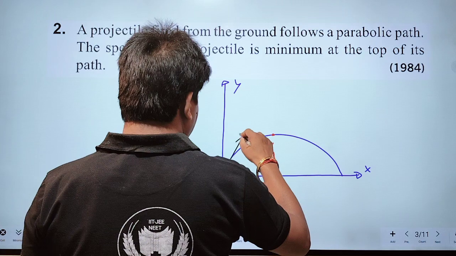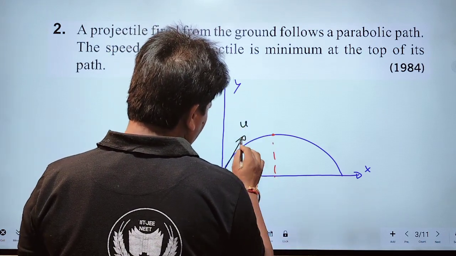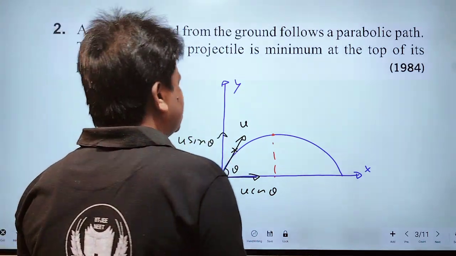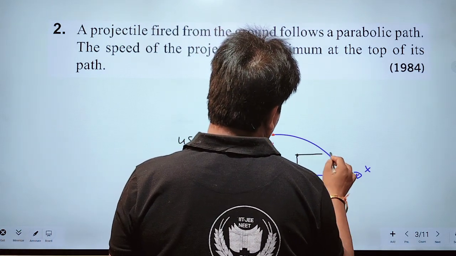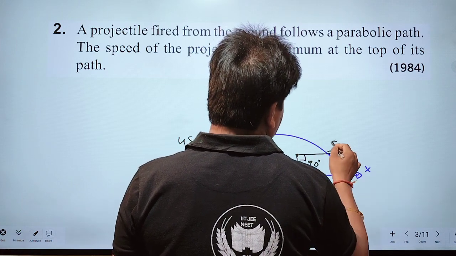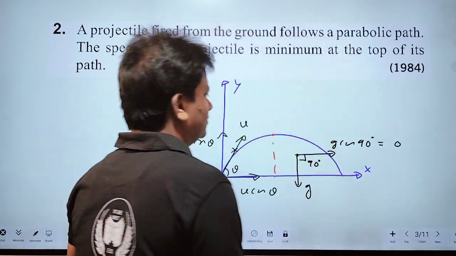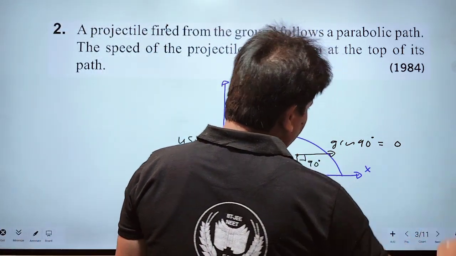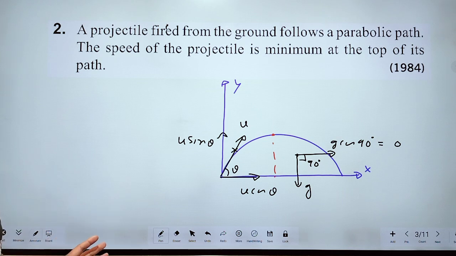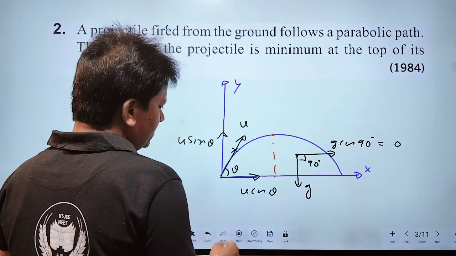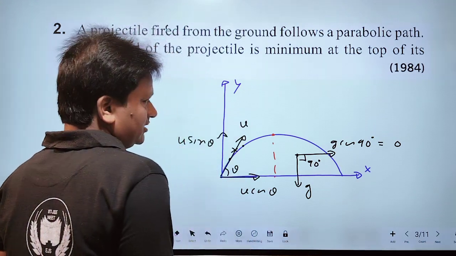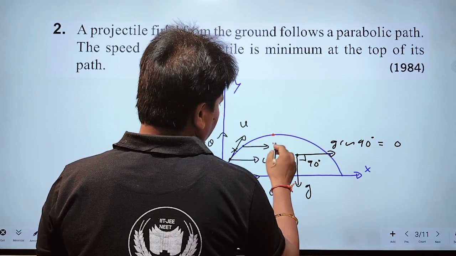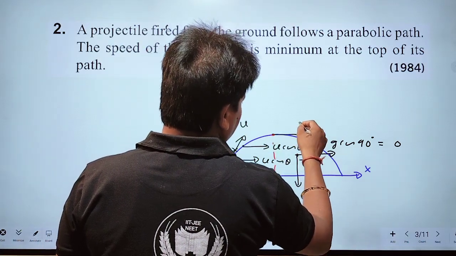We assume its velocity is u and the angle is theta. Therefore, the component of this velocity along the horizontal direction will be u cos theta and along the vertical direction will be u sin theta. Acceleration of the projectile is in downward direction, so the component of acceleration in horizontal direction will be g cos 90. The value of cos 90 is 0, and 0 multiplied by anything is 0. Acceleration in horizontal direction is 0. Therefore, velocity along horizontal direction is constant. At each point, the particle has constant velocity u cos theta in horizontal direction.